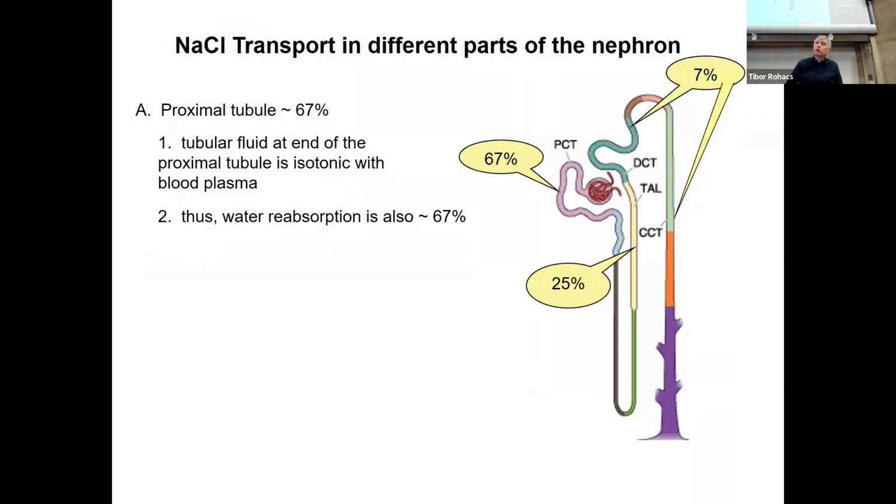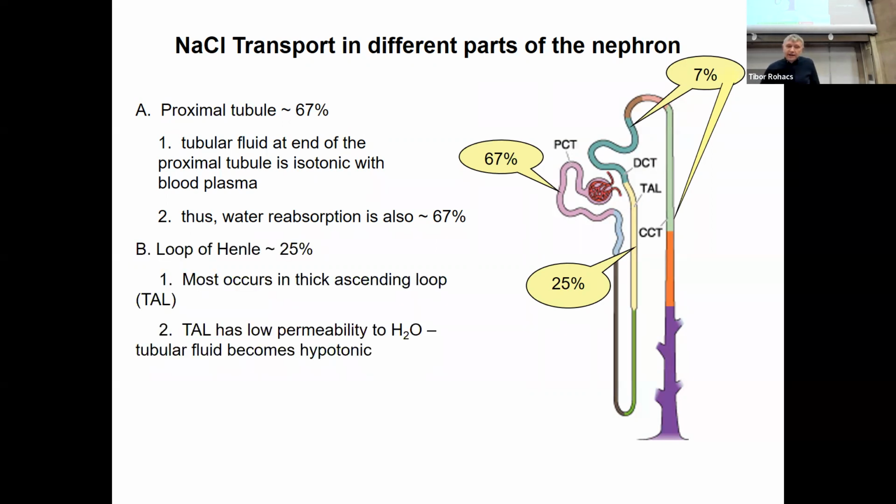This is just a simple overview of what happens to sodium at the different parts of the nephron. The proximal tubule reabsorbs roughly 2/3 of the sodium with 2/3 of the fluid. And so by the end of the proximal tubule, the fluid will be isosmotic or isotonic with the plasma.